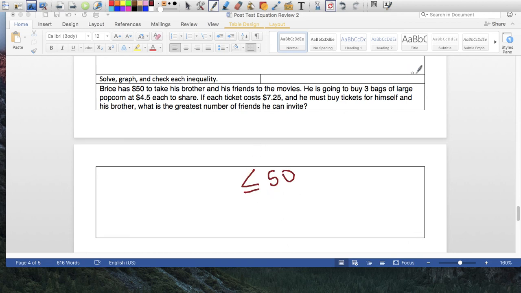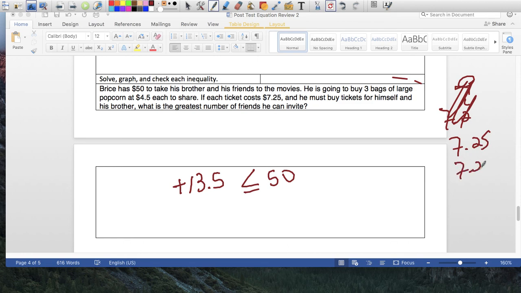He's going to buy 3 large popcorns at $4.50 each, which gives you 9 plus $4.50. So the popcorns are going to cost him $13.50 because he's buying 3 large bags. And then he's trying to buy movie tickets, and it's one for him, one for his brother, and one for however many friends he wants to bring. So for sure he wants to buy a ticket for him and another for his brother. So just on tickets, for sure he's going to be spending, so let me add 14.50. He's going to buy popcorn, tickets for himself and his brother, and whatever left over he's going to invite friends.